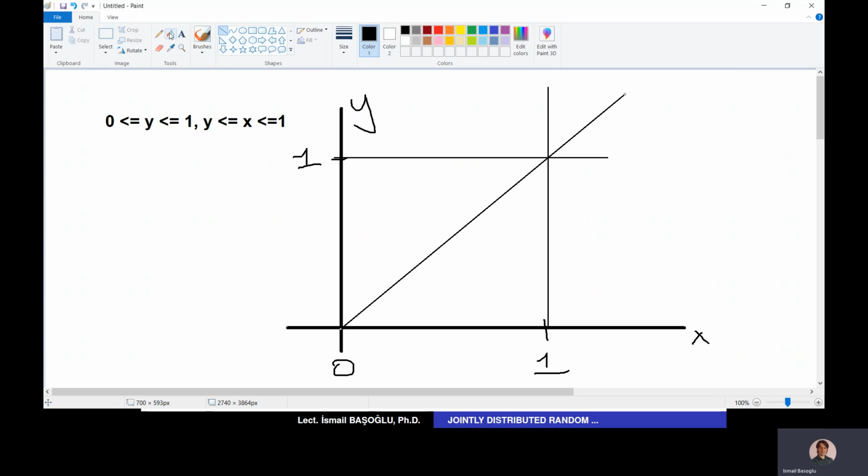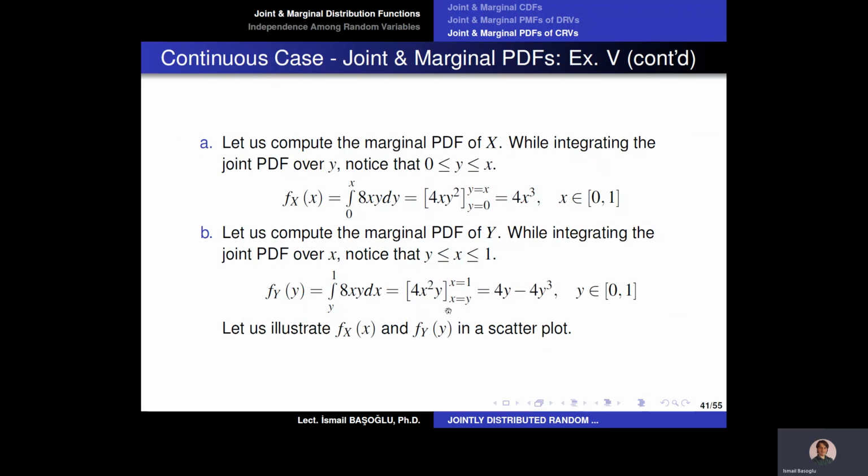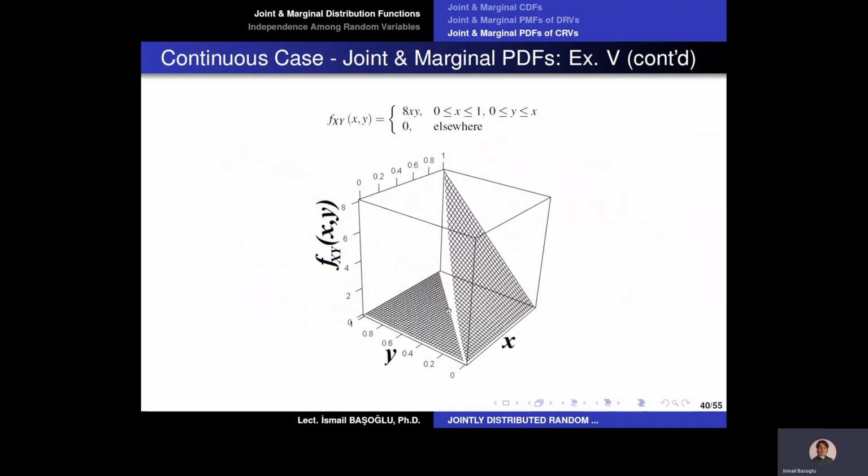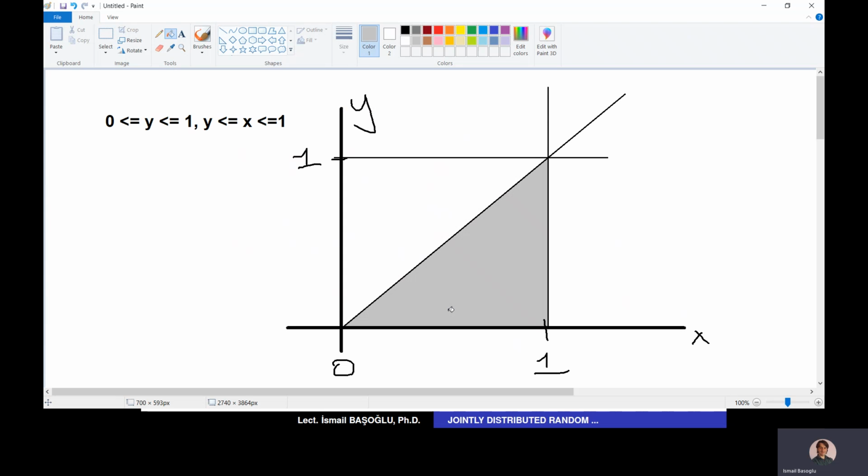Therefore, the possible values these random variables can take are within this region only. Okay, and over the third dimension, as you can see in this picture, there is a joint probability density function. Now, at this point, it is not important. We are going to calculate the marginal PDF of x at any point x. So we are interested in calculating the marginal PDF of x at any point x here.